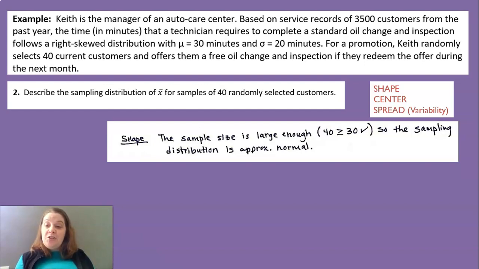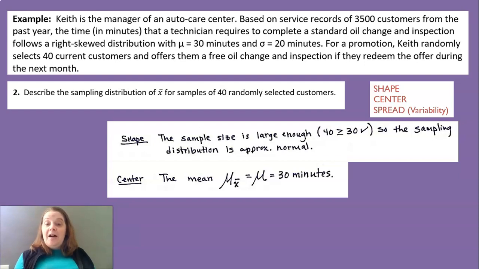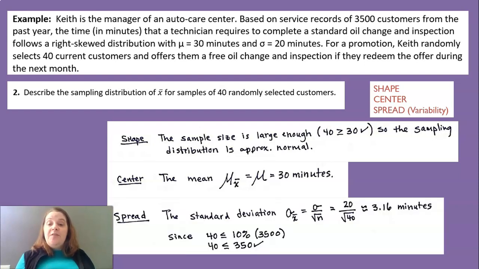So even though our population is skewed to the right, we've taken a large enough sample that the sampling distribution will be approximately normal. The center, the mean of X bar, is supposed to be the mean of the population. That's supposed to be 30 minutes, so that's going to be the mean of our sampling distribution as well. And then the spread, the standard deviation should be sigma over the square root of n. That's 20 minutes divided by the square root of 40, which is about 3.16 minutes.